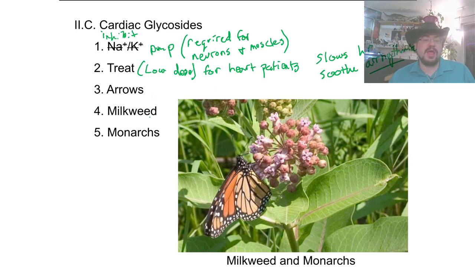Cardiac glycosides are produced by plants in the South American rainforest. And then insects feed on those plants and build them up in their system. And then frogs eat those insects and build them up in their system. And then the frogs become poisonous, right? And some South American tribes actually dip their arrows in skin from dart frogs. That's why they call them poison dart frogs.